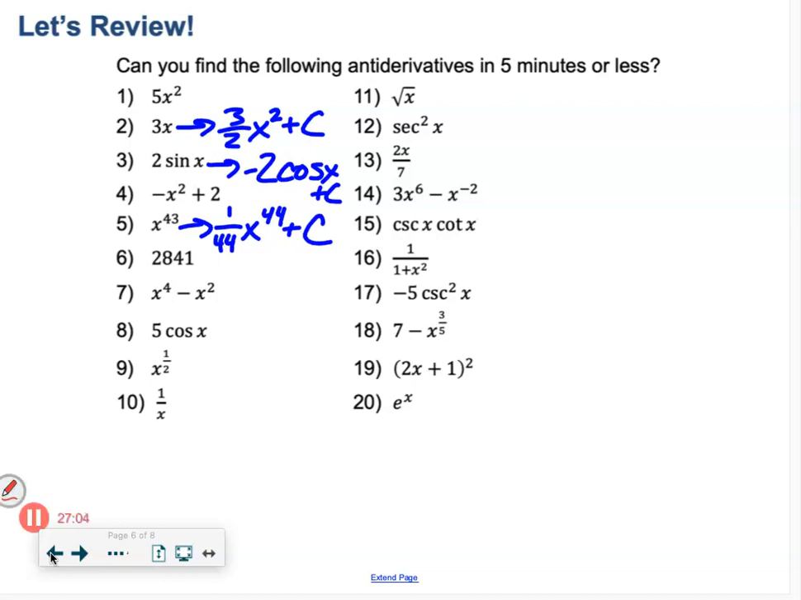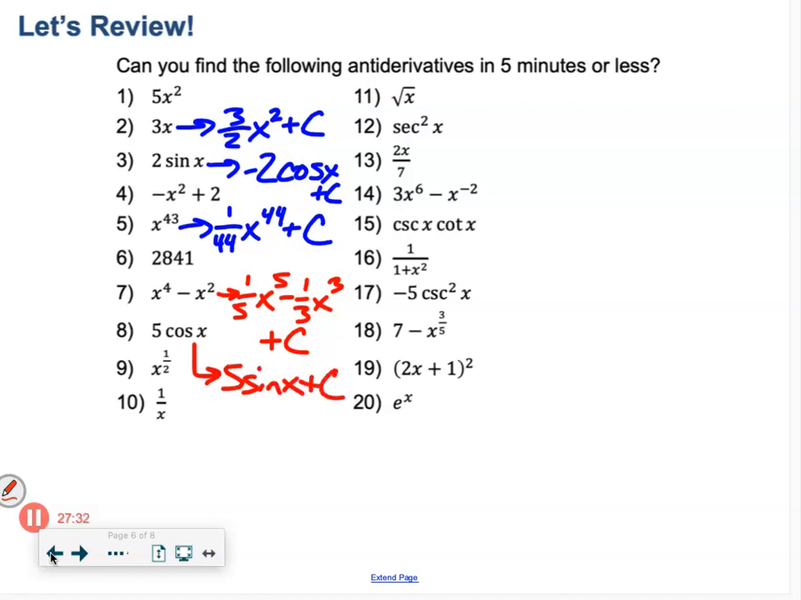So, x to the 4th becomes 1/5 x to the 5th minus, and signs just come along, 1/3 x cubed plus c, which I still haven't told you the joke for 1/3 x cubed. All right, 8. Antiderivative of cosine is positive sine because the answer doesn't start with a c, right? So the antiderivative of 5 cosine is 5 sine.